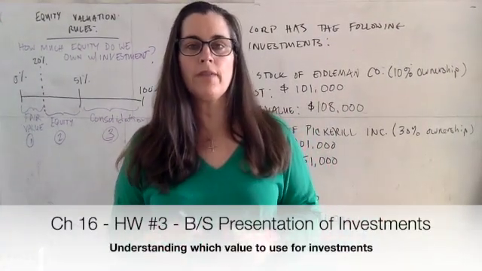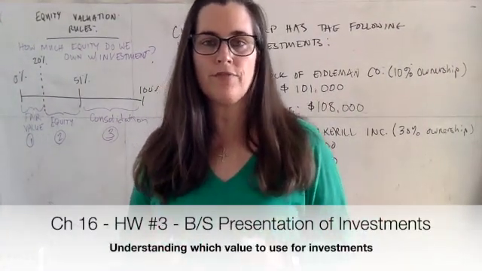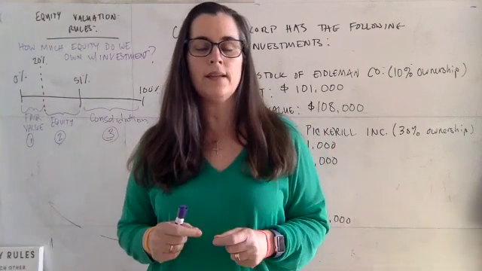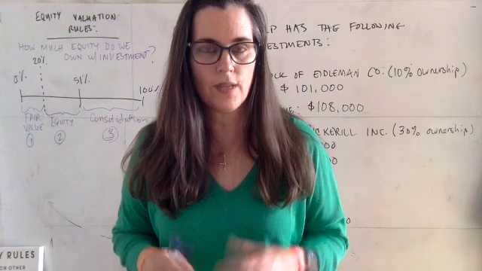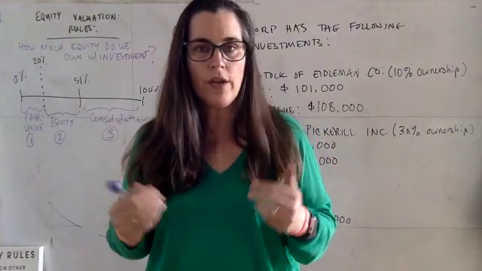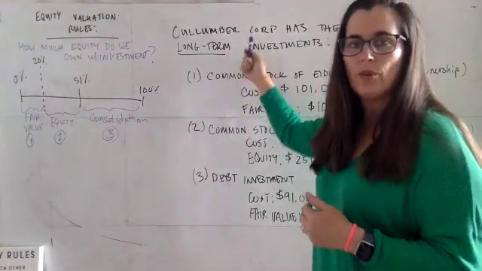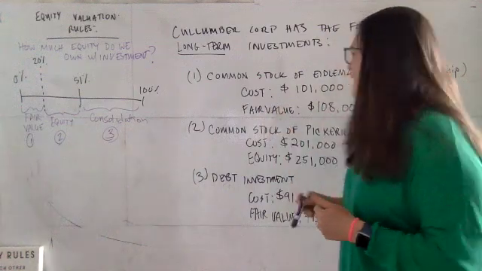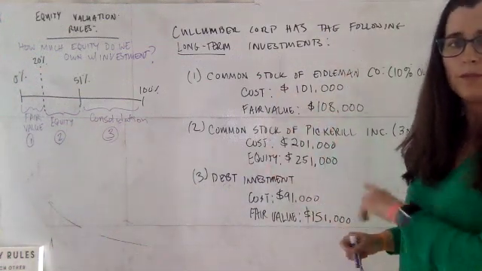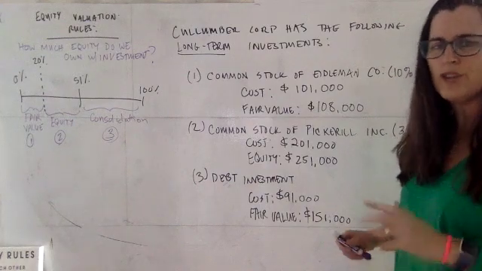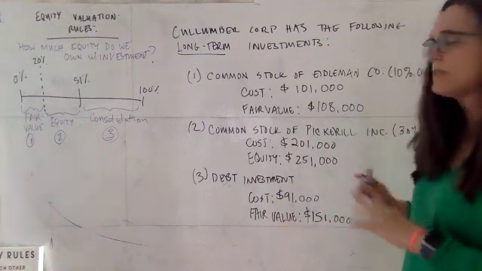Hi everyone, I wanted to provide an overview of problem number 3 from chapter 16, which looks at the valuation rules for investments. So let's unpack what that means. We are a company, and we'll imagine we're Cullenber Company, and we've gone out and purchased these various investments, having them written up on the board from what it looks like on my end. Your numbers might be a little different, but the facts should be similar.